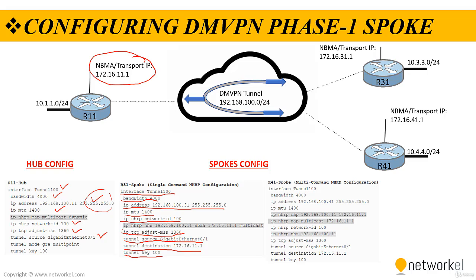And also, we are using the command IP NHRP NHS, that is the hub, and the 100.11, which is the IP address of the tunnel interface of router 11, and MBMA 11.1, and the command finishes with the multicast option. Okay, this configuration is almost the same for the other spoke also, but just some IP addresses are changing.